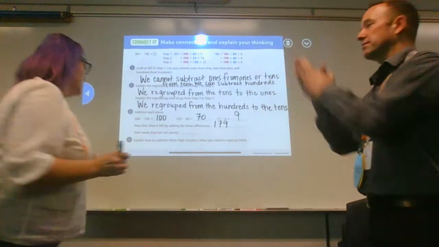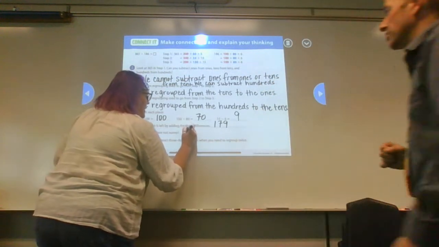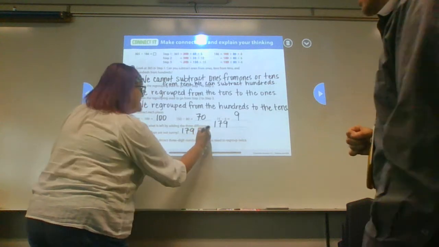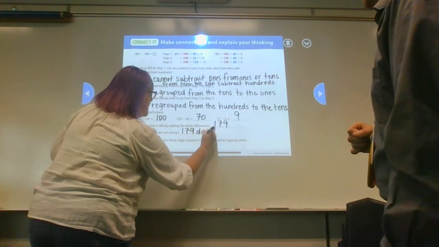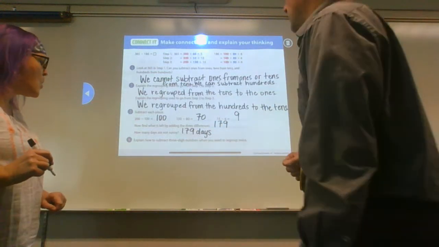179. You got it. How many days are not sunny? 179 days are not sunny. Days, that's what we're talking about. Great job labeling that.